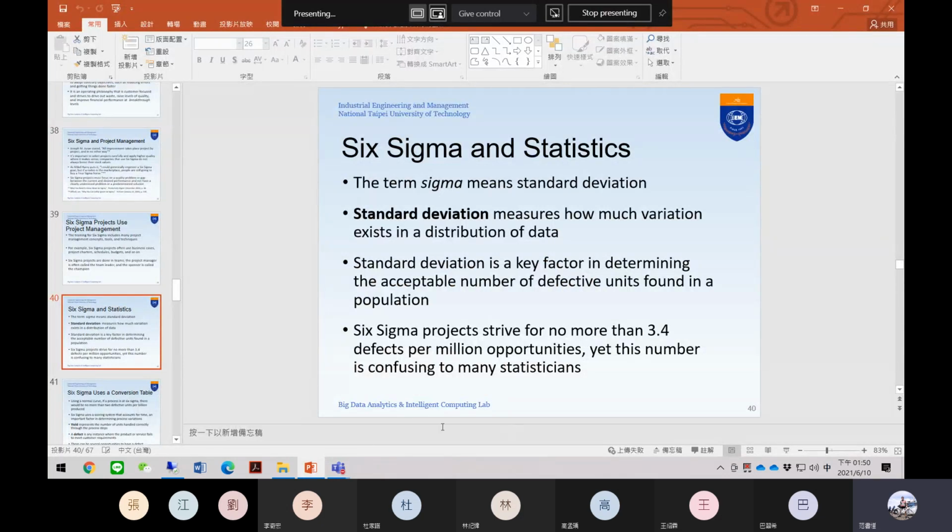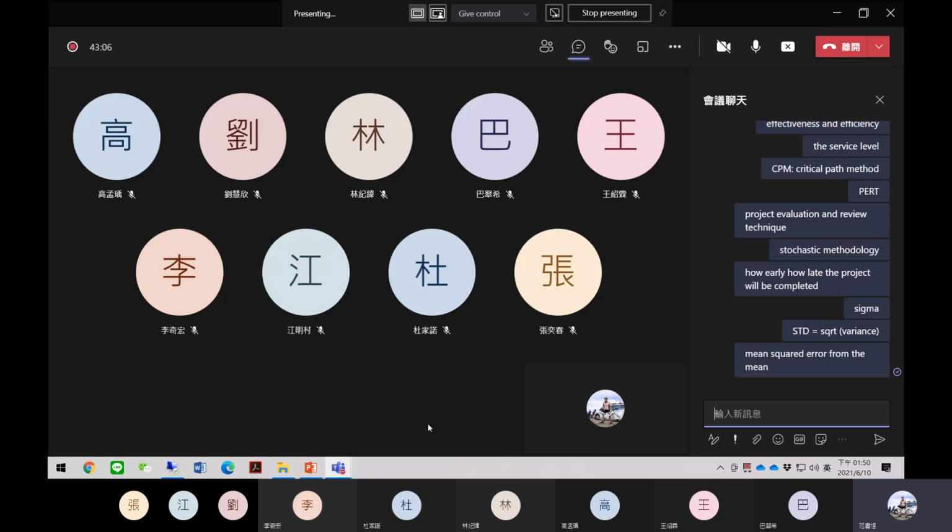So Tujano, would you like to say something? Standard deviation, why is it important in quality? Tujano? Why is it important in quality? It is a statistical tool.